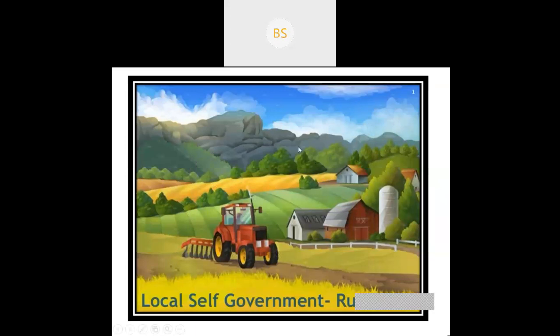Okay, now children, see here. This is the picture of local self-government. Okay, so there is a village. Okay, a tractor is moving. Okay, there are small houses. Yes, can you see this?